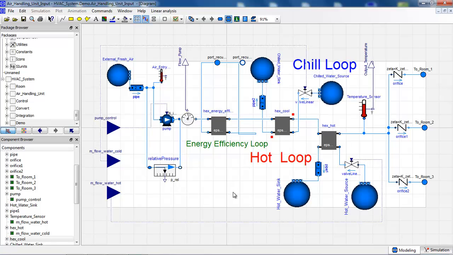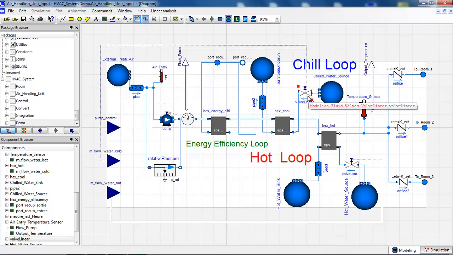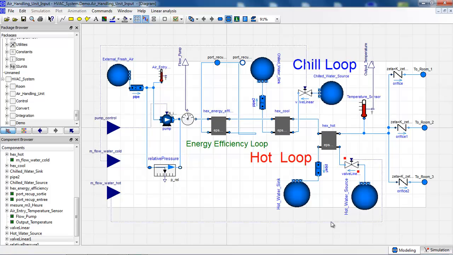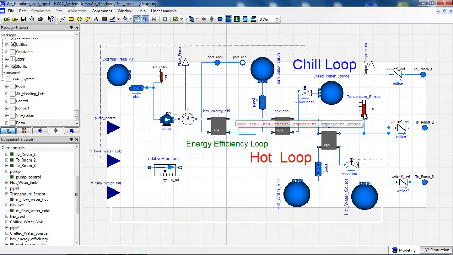I also have here a linear valve to control the flow of chill water inside my heat exchanger, and I have the same linear valve here to control the hot water inside my hot loop. And finally, I have 3 interfaces to exchange air with room number 1, room number 2, and room number 3. I can measure the temperature inside my room using this sensor.